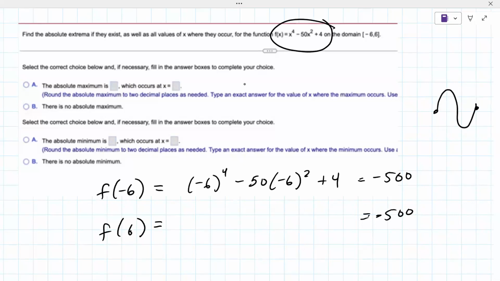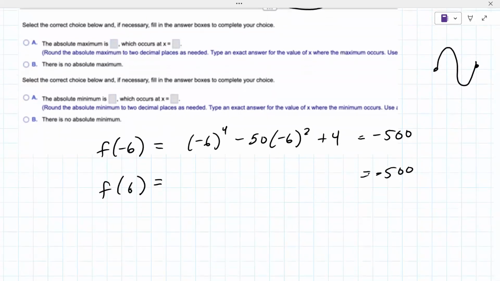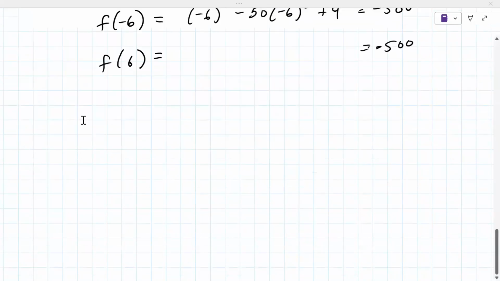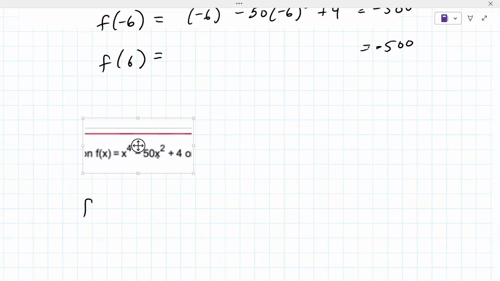Okay, the next thing is to take the derivative of this. All right, so the function here, let me grab a snip of that. All right, so derivative here.